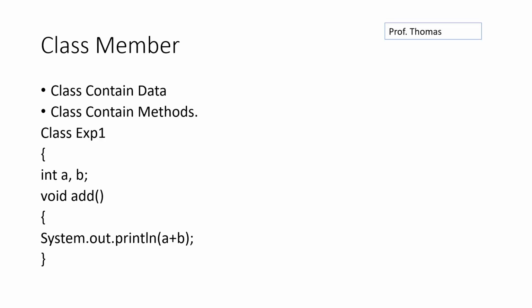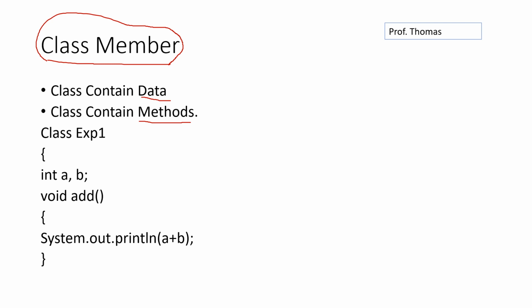Before studying about objects, we should know about class members. What are the class members? Class contains only two members, data and methods. These are the members of classes. We normally say the class members contain data and class members contain methods.